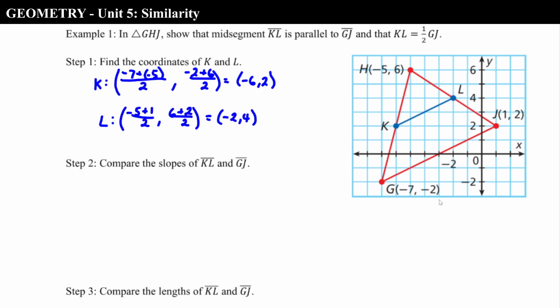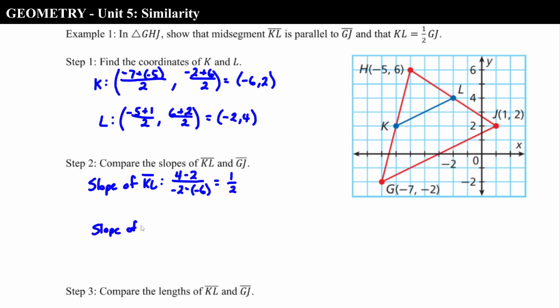All right, step 2, we're going to compare the slopes of KL and GJ. So, how do we compare those slopes? Well, you're going to do y2 minus y1 over x2 minus x1. So the slope of KL is going to be y2 minus y1 over x2 minus x1. So you do that math and you get a slope of 1/2.